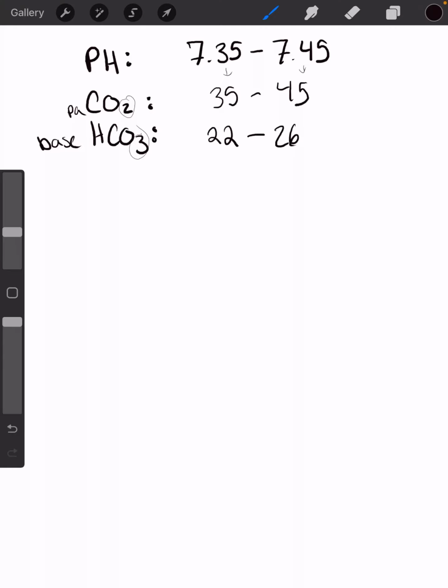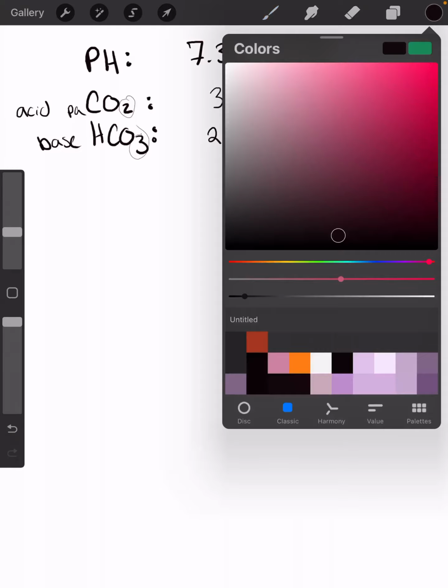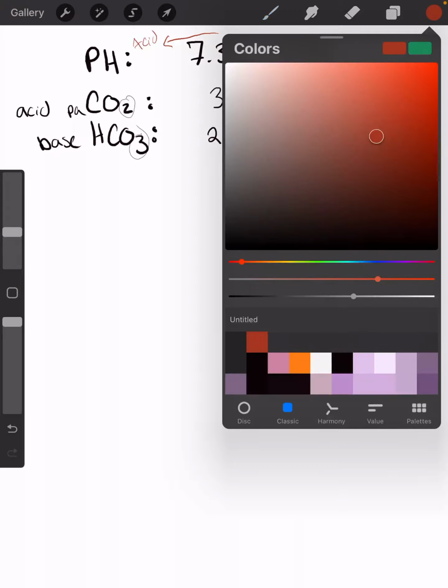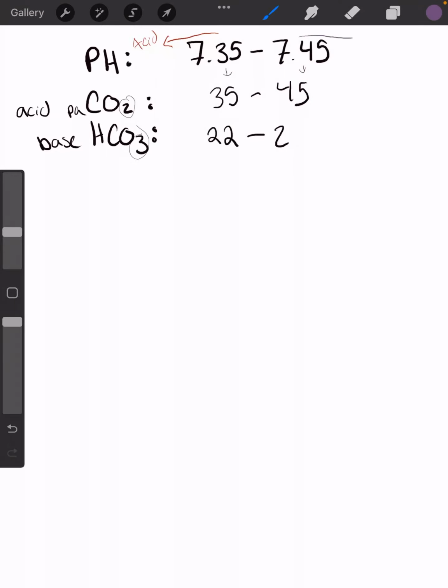So we know that bicarb is our base, CO2 is our acid, and we have our pH. So how do we know which side is which? Which side of the pH is acidic, which side is basic? So if your pH is less than 7.35, it's acidic. And if it is more than 7.45, it's basic.